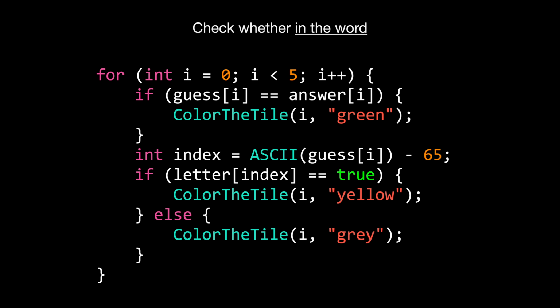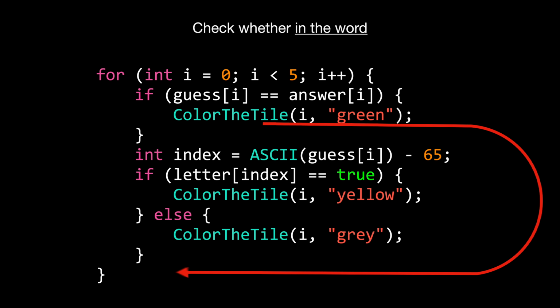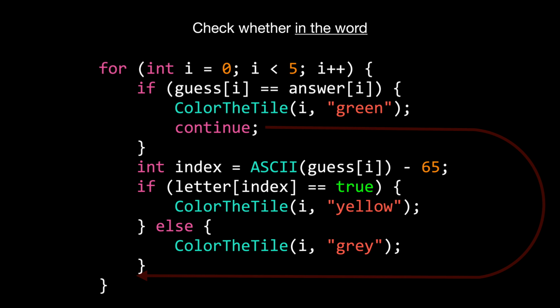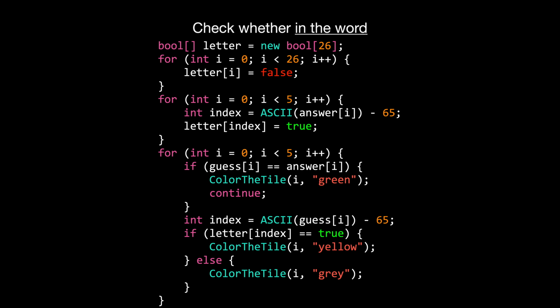If a tile is green, we need to skip the yellow-gray logic, ensuring each tile gets one color. Instead of using the break function to jump out of the loop, we use the continue function, skipping the rest of the current iteration and moving to the next one, while the updating continues. This is the full code of the checking process.